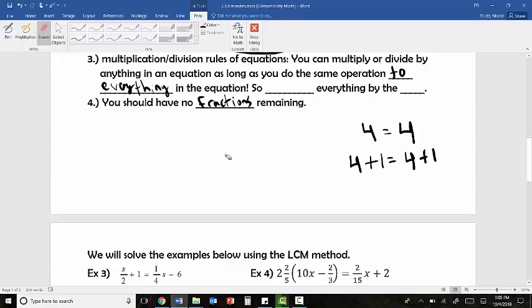So kind of the rule that I created for you guys is you can multiply or divide anytime you want by anything you want in an equation, as long as you do the same operation to everything. So for our purposes, to make our lives a little easier, we're going to practice multiplying everything by our LCM. And you know you did this right if you end up eliminating all your fractions.